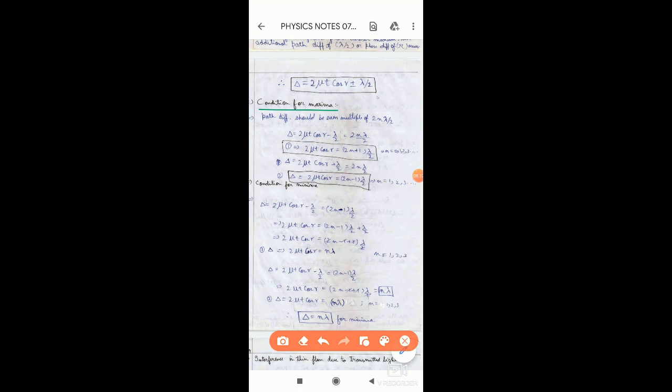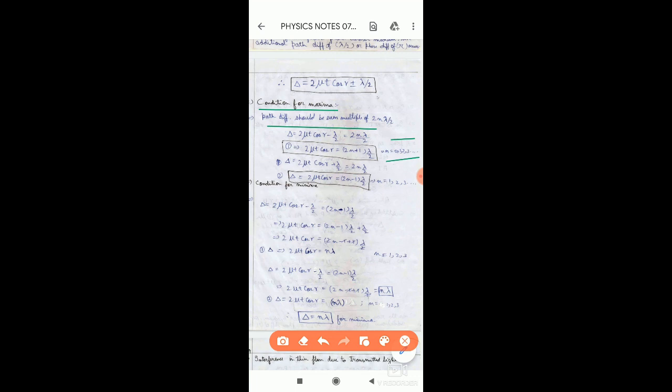Condition for maxima: path difference should be an even multiple of lambda by 2, so it becomes path difference equal to 2n lambda by 2. Path difference is given as 2 mu t cos r plus minus lambda by 2. As you wish you can take plus or minus, so it can be written as 2 mu t cos r minus lambda by 2 equal to 2n lambda by 2. You get the result 2 mu t cos r equal to (2n plus 1) lambda by 2, where the value of n equal to 0, 1, 2, 3 and so on.